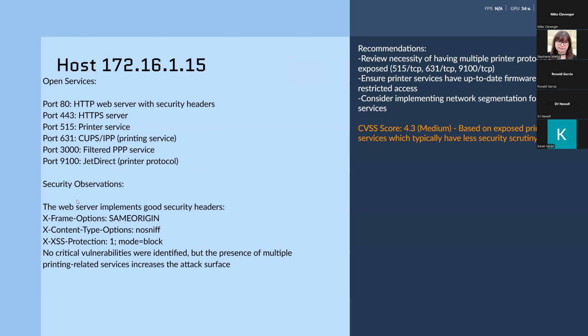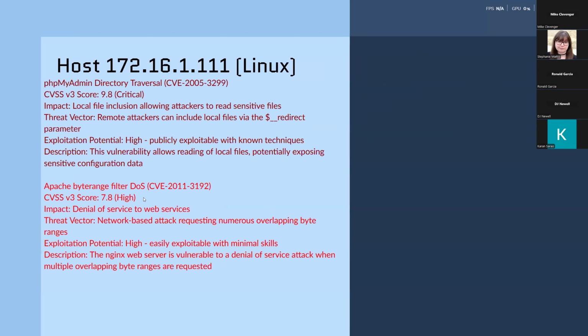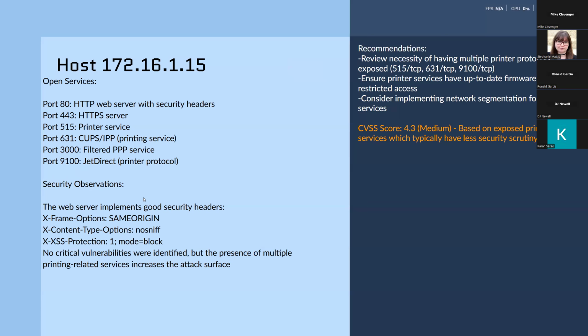And these are some of the security observations. Nothing really too noticeable of noteworthiness. The recommendations would be to review the necessity of having all these printer protocols exposed, ensure printer services have up-to-date firmware and restricted access, and consider implementing network segmentation for the printer services. And we went ahead and gave this a CVSS score of 4.3 medium, just based on the exposed printer services, which typically have less security scrutiny to begin with.